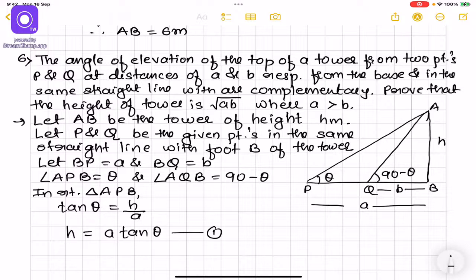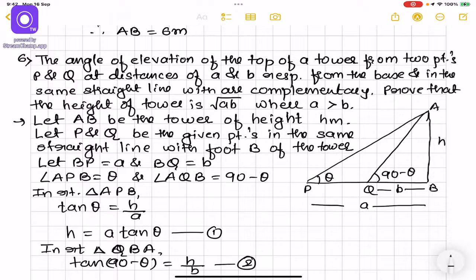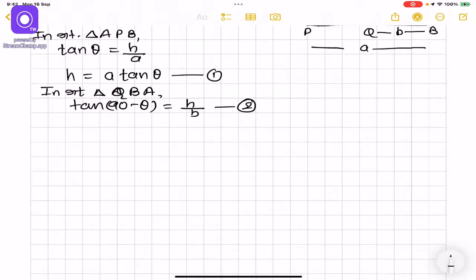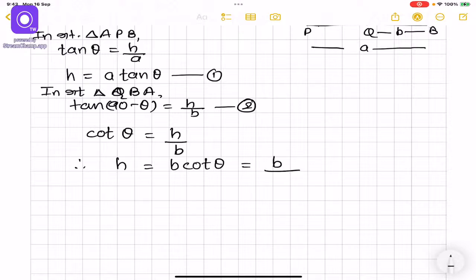That is 1. Now, same way in right triangle AQB, tan 90 minus theta will be equal to H upon B. So, 90 minus theta means cot. So, cot theta equal to H upon B. So, now if I put H value there, therefore H equal to B cot theta, which is equal to B upon tan theta.